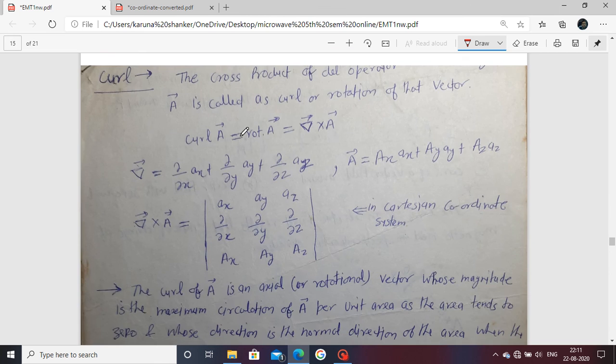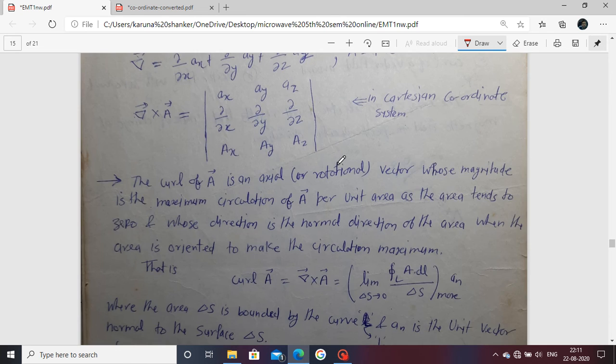Next one, curl. The cross product of the del operator with a vector is called curl. This is also represented as the rotation of a vector, del cross a vector, in matrix form. You see here in Cartesian coordinates.